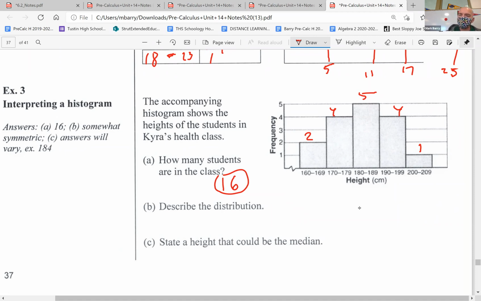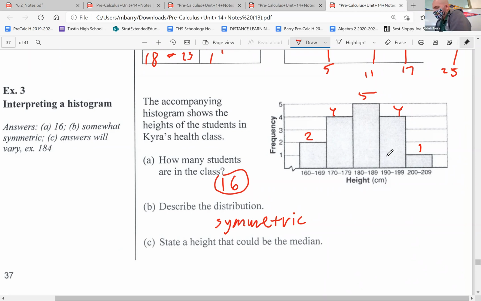Describe the distribution. I would say symmetric on this one. Now you can see Ms. Azamora's answer key here says somewhat symmetric. I would agree with that as well, because it's not perfectly symmetric, correct? The middle 3 are actually perfectly symmetric, but then when we get to the outside, it's kind of off by 1. For me, that's close enough that I'm just going to call it symmetric and be okay with it. If you said somewhat symmetric, I agree with that as well, okay?